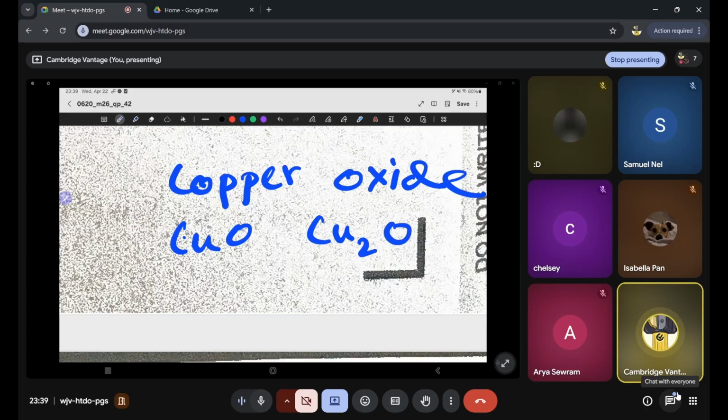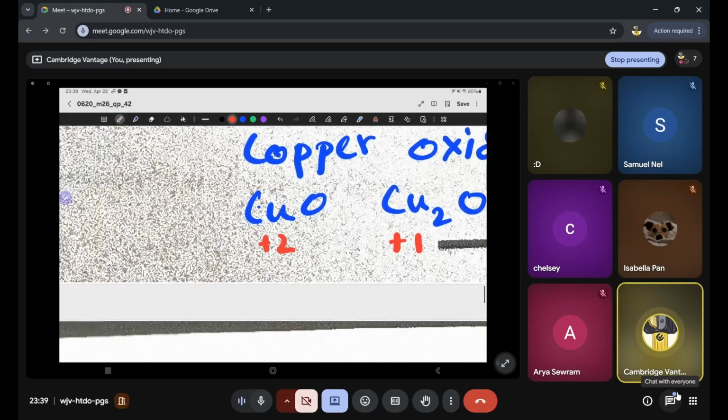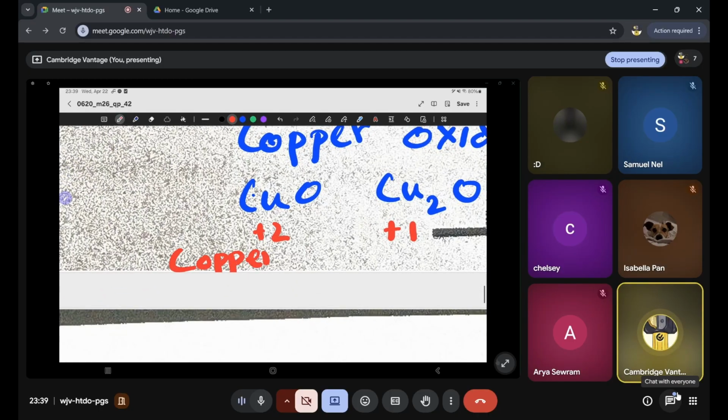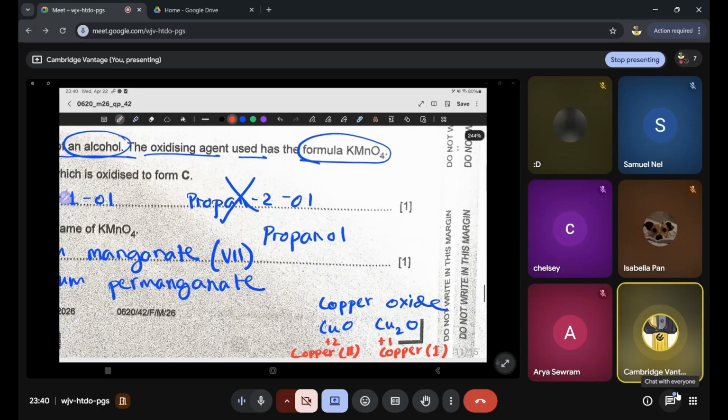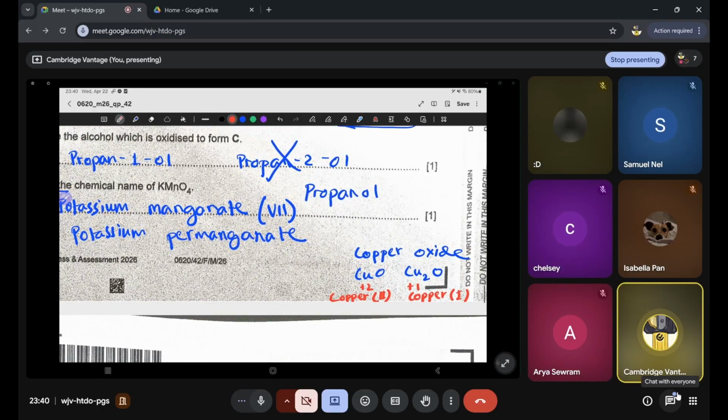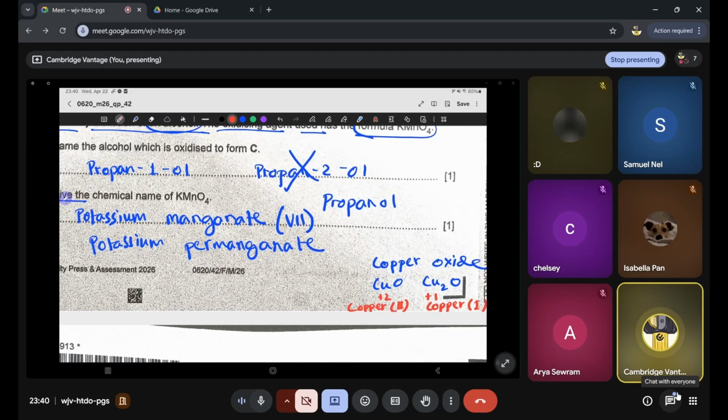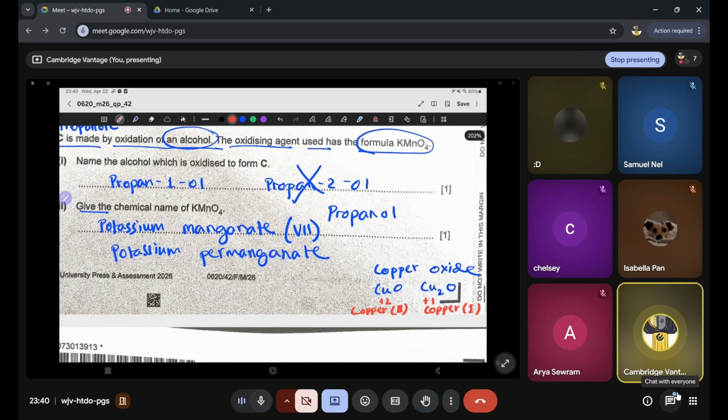The two mean very different things because they have different oxidation states. For example, this one has an oxidation state of +2, whereas this one has an oxidation state of +1. This one is copper 2 oxide, and this one is copper 1 oxide. So for transition element compounds, it's very important you make this distinction of the oxidation state or the oxidation number of the transition element. All right. The 7 is important over here. Either you write the 7 or you write permanganate. Personally, I would prefer if you write the 7. That is probably the wiser approach.